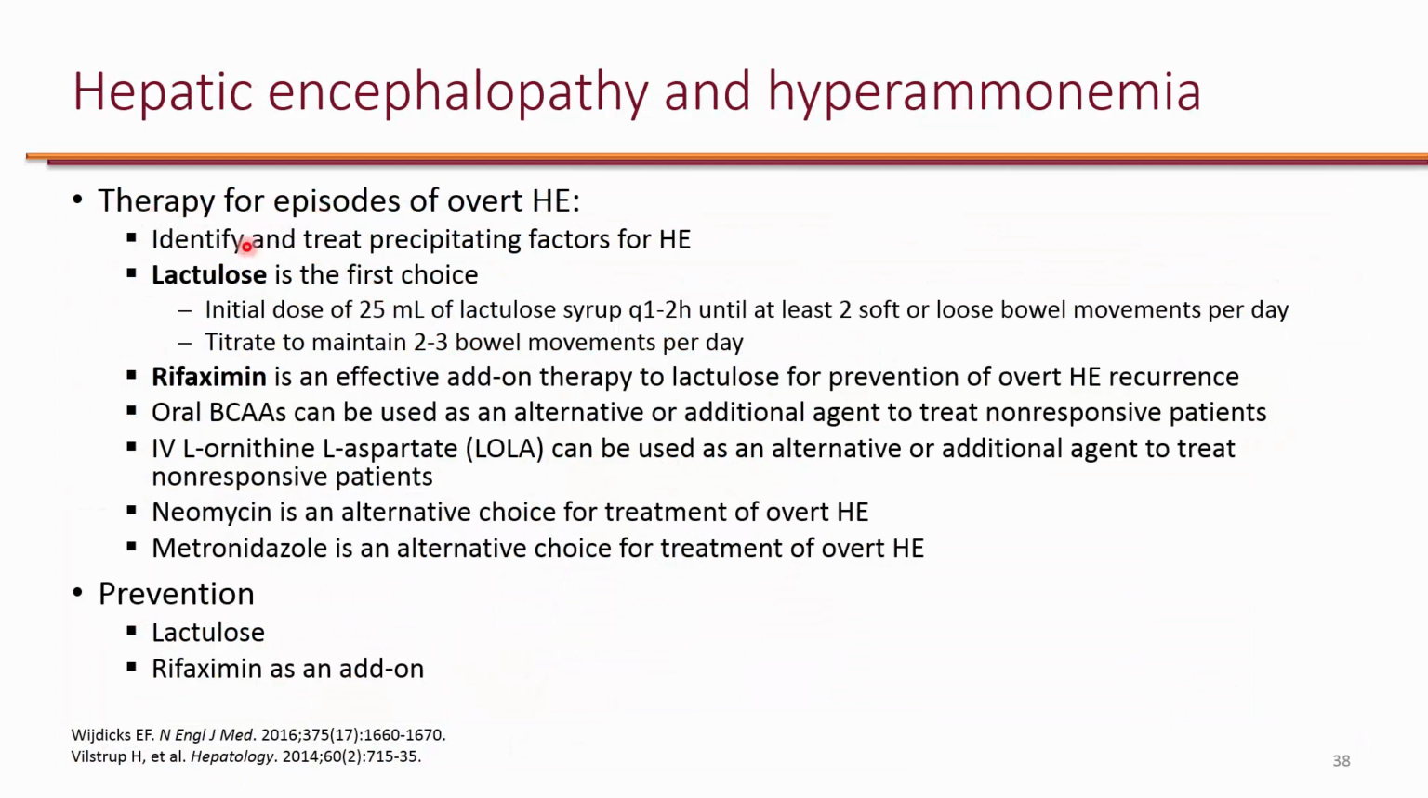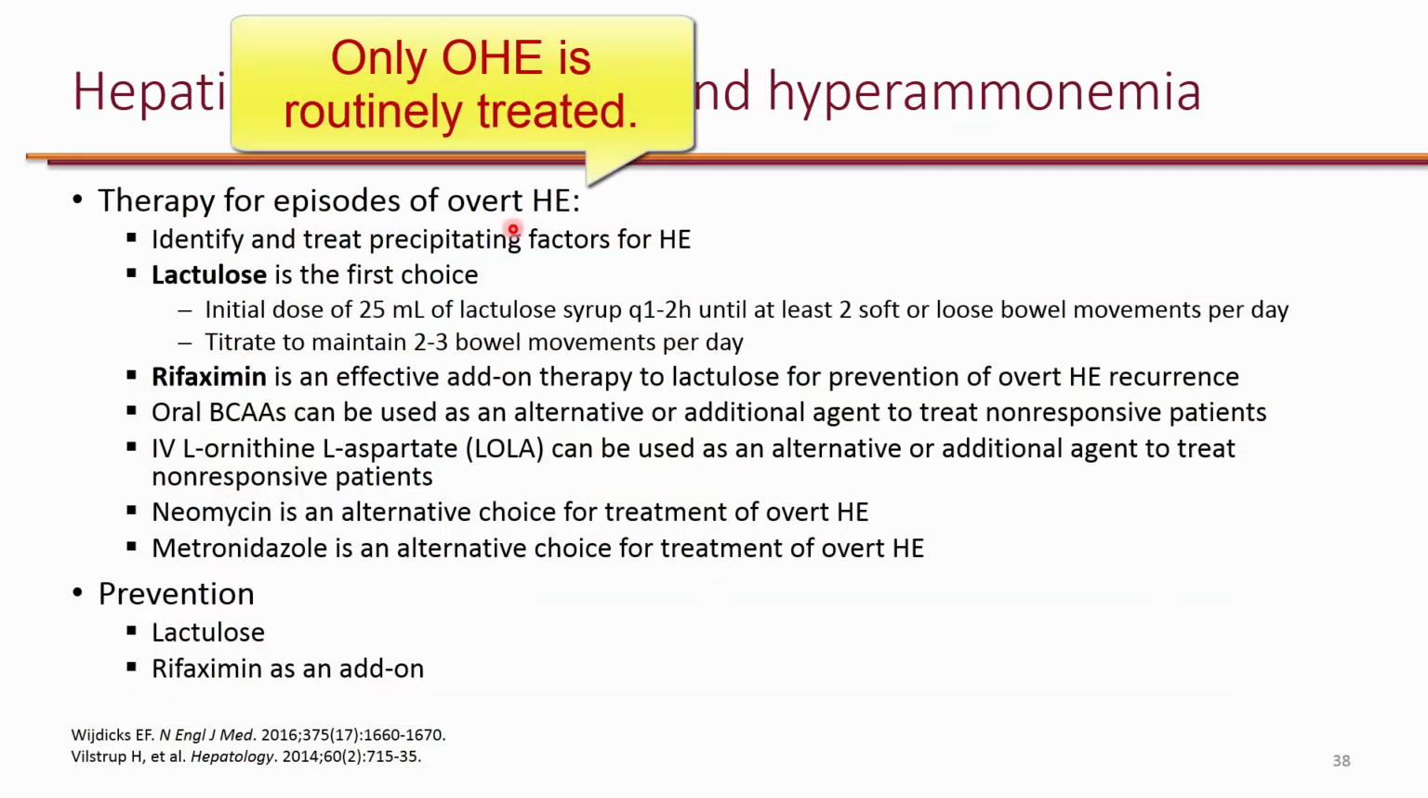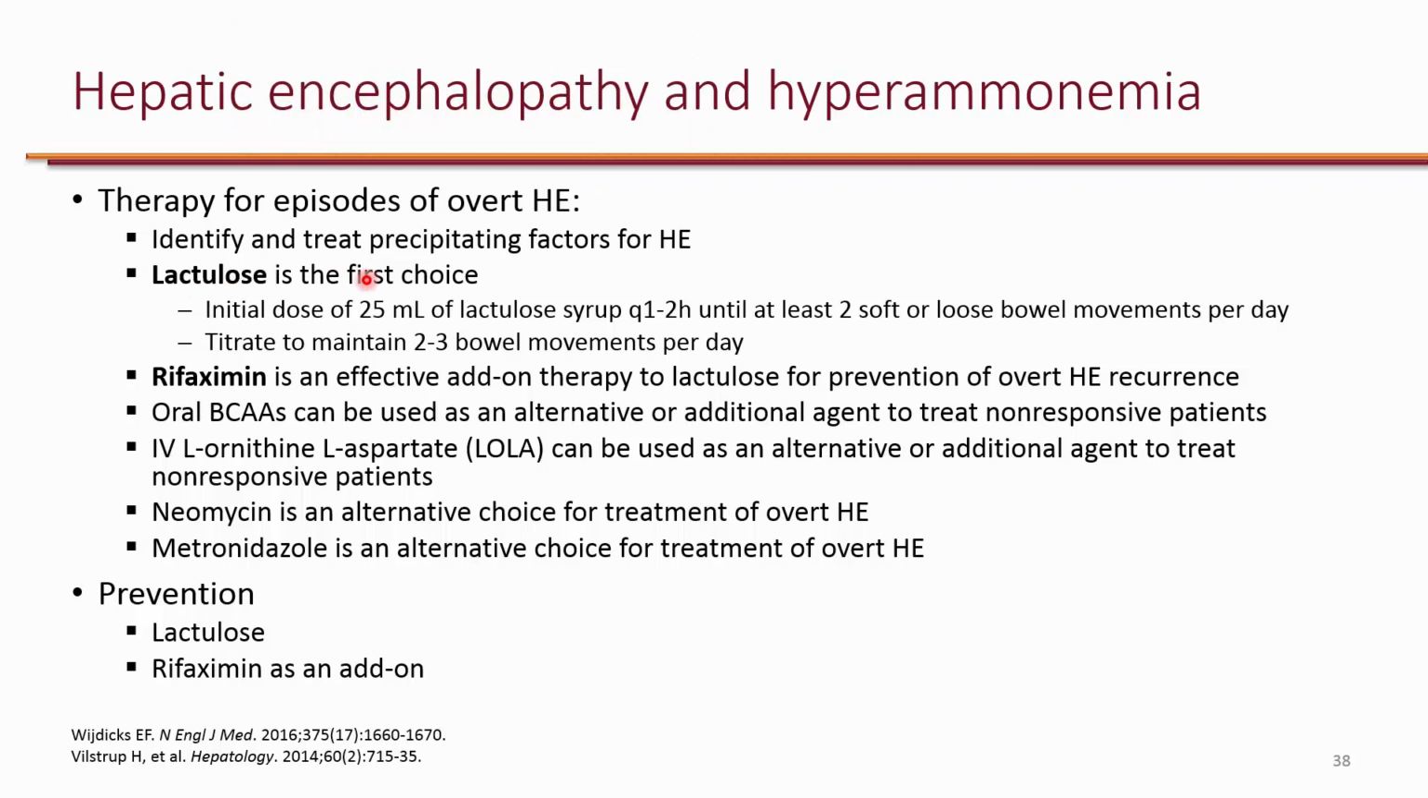Now, for therapy for episodes of overt hepatic encephalopathy, we recommend lactulose as first line. The way we use lactulose is an initial dose of 25 mLs of lactulose syrup every 1 to 2 hours until at least 2 soft or loose bowel movements per day have been achieved. And then we can titrate it to maintain 2 to 3 bowel movements per day.